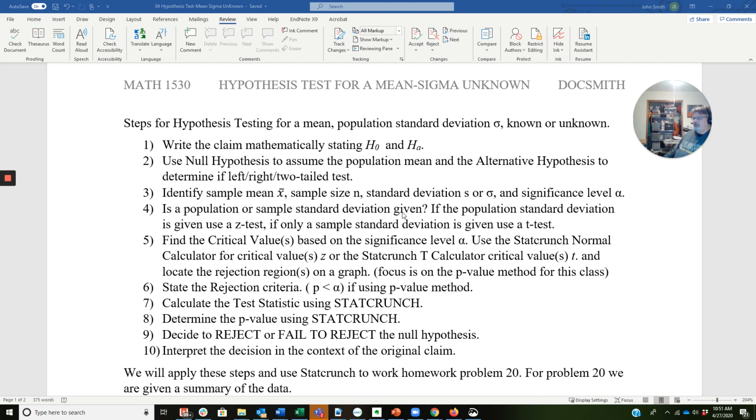For this video, I'm going to work homework problem 20. This is going to be a slight change. We're still going to be doing a hypothesis test for a mean, but in this case, we're going to see that the population standard deviation sigma is unknown. We will have the sample standard deviation, but not the population standard deviation.